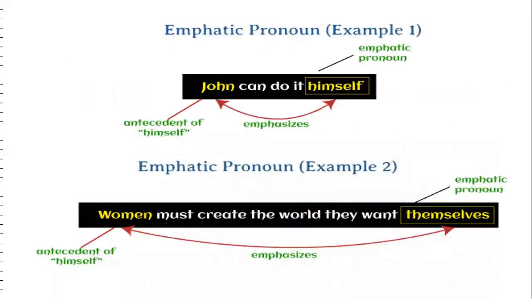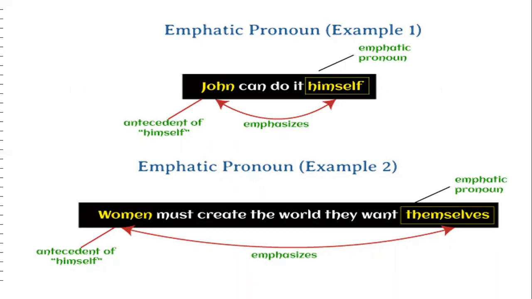Emphatic pronoun, example 1. Here we can see: John can do it himself. Here John is the antecedent of himself, right? And here it is basically showing emphasis. The word which is showing emphasis is called an emphatic pronoun.